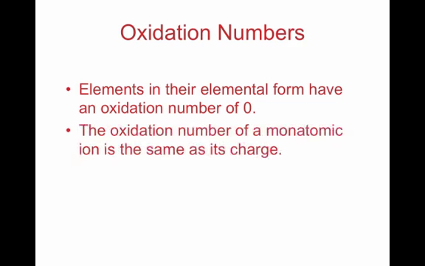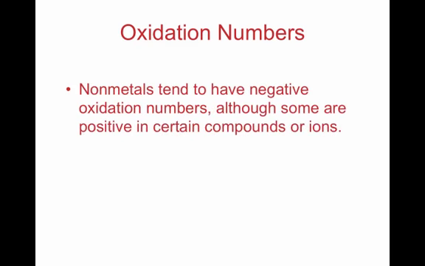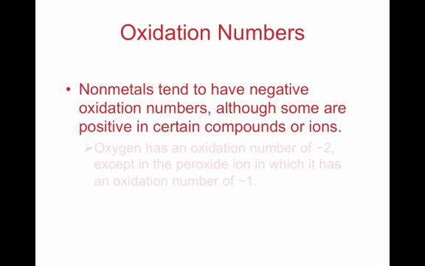The oxidation number of a monatomic ion is the same as its charge. So if you have an ion sitting in a net ionic equation, its oxidation number is going to be equal to its charge. Nonmetals tend to have negative oxidation numbers, although some can have positive oxidation numbers in certain compounds or ions, particularly polyatomic ions. Polyatomic ions can make your oxidation numbers a little bit funny.